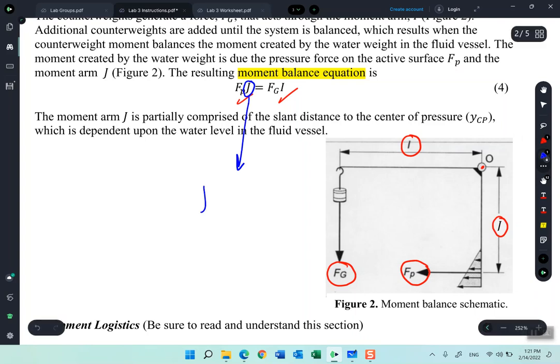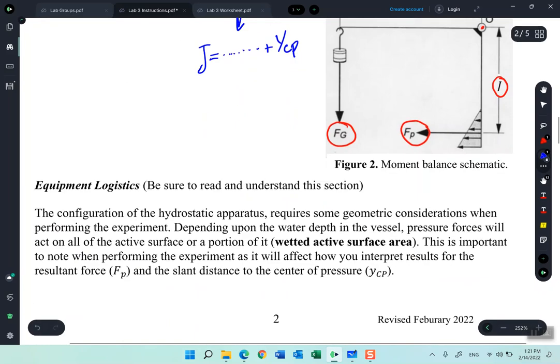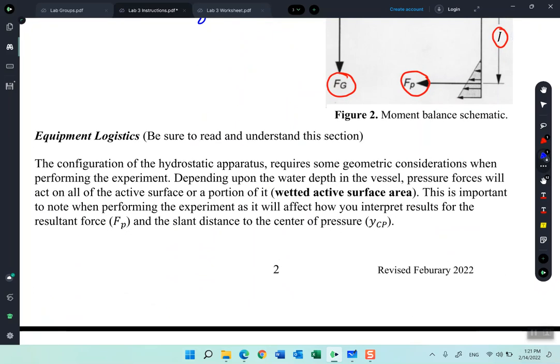You will see that J equals something plus YCP. So if we are able to get J, we will be able to get YCB easily from J. So this is the concept behind the experiment, that we are going to make balancing between two moments, and these are the two moments. And actually the step or the experiment itself is very easy, but the concept behind the experiment is a little bit harder. So do you have any question before getting into the experiment? Sure.